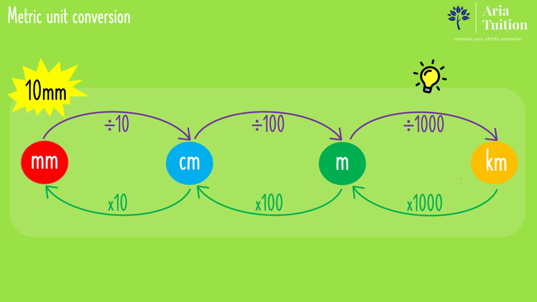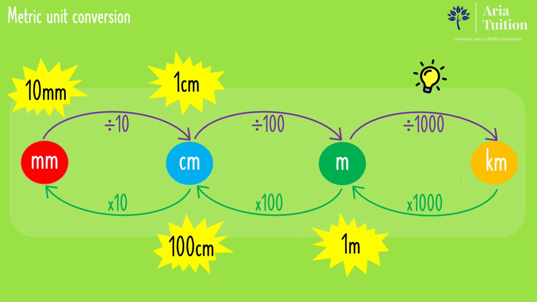10 millimeters divided by 10 is 1 centimeter. 100 centimeters divided by 100 is 1 meter. And 1,000 meters divided by 1,000 is 1 kilometer.